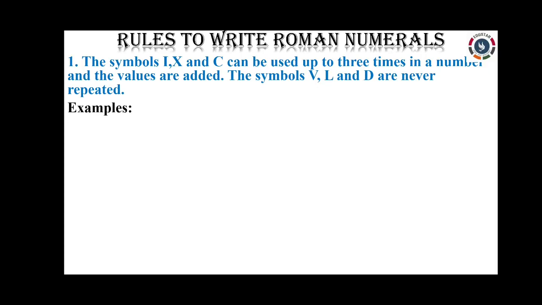Examples: A sum, III. Roman I is equal to numeral 1. So, 1 plus 1 plus 1 which is equal to 3. B sum, XXX. Roman X is equal to numeral 10. So, 10 plus 10 plus 10 which is equal to 30.